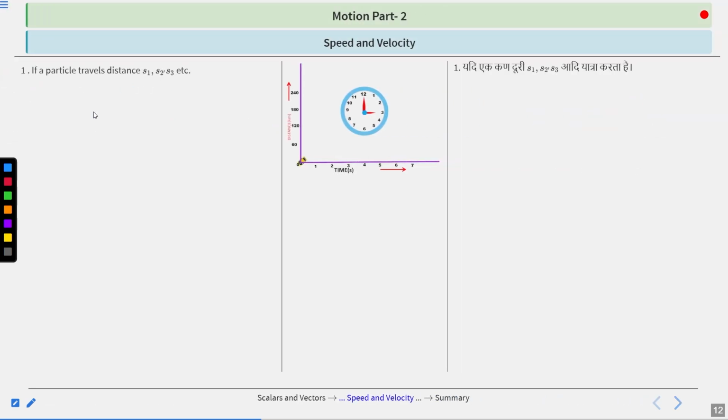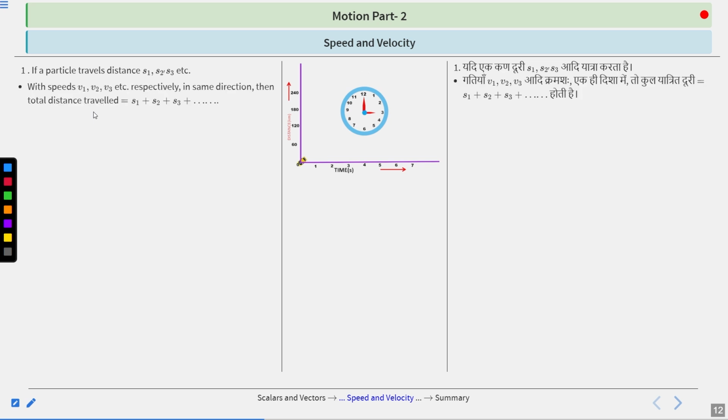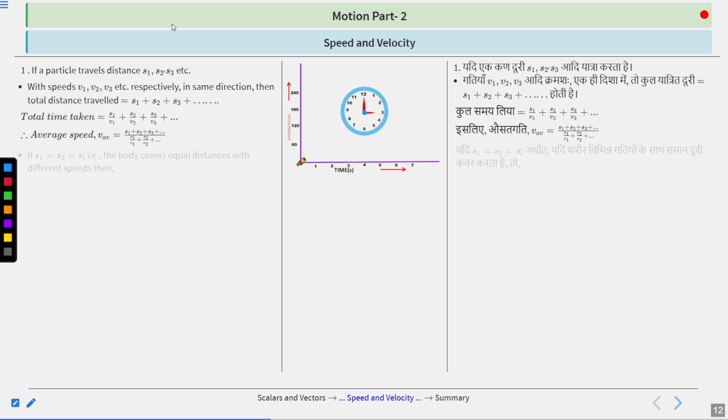If a particle travels distances s1, s2, s3, etc. with speeds v1, v2 and v3, etc. respectively in the same direction, then the total distance traveled will be s1 plus s2 plus s3 and so on. The average speed v_av equals (s1 plus s2 plus s3 plus so on) upon (s1 upon v1 plus s2 upon v2 plus so on). So that will be the average speed formula if it is covering different distances with different speeds.